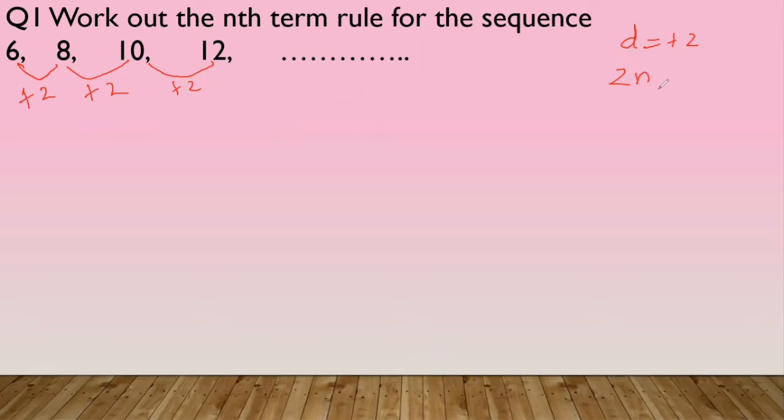Okay, nth term rule. Now, if I put n equal to 1, I get 2. So 2 plus what gives me 6, the first term? 2 plus 4 gives me 6. So 2n plus 4 is going to be our nth term rule. You will understand this again when I show you with the help of the formula.